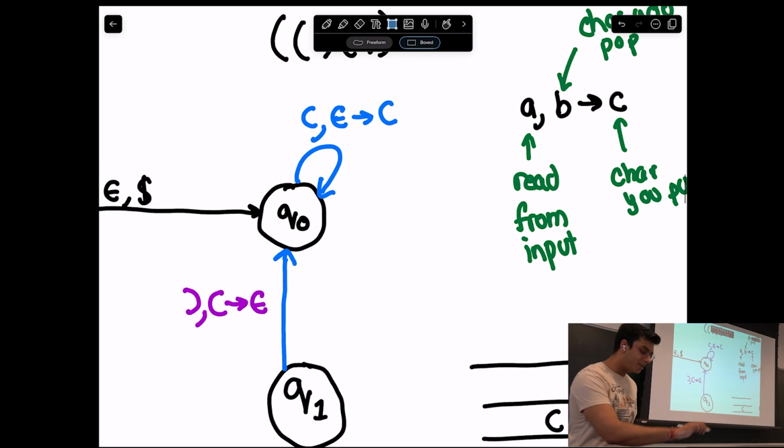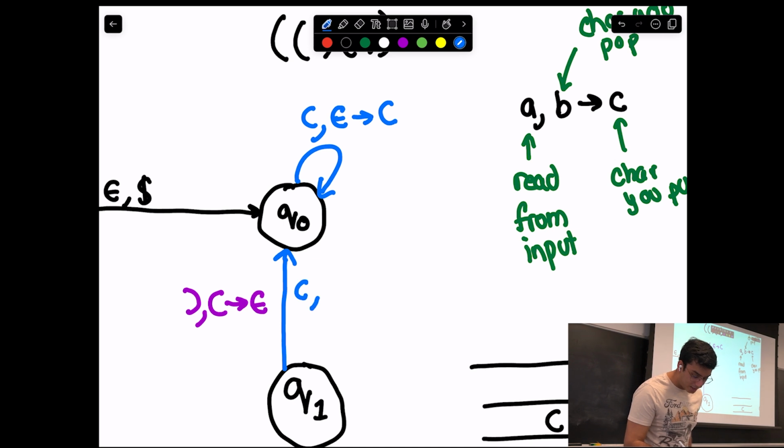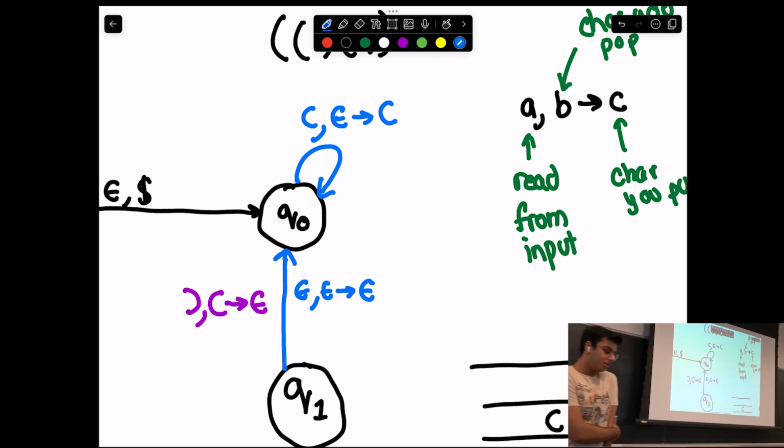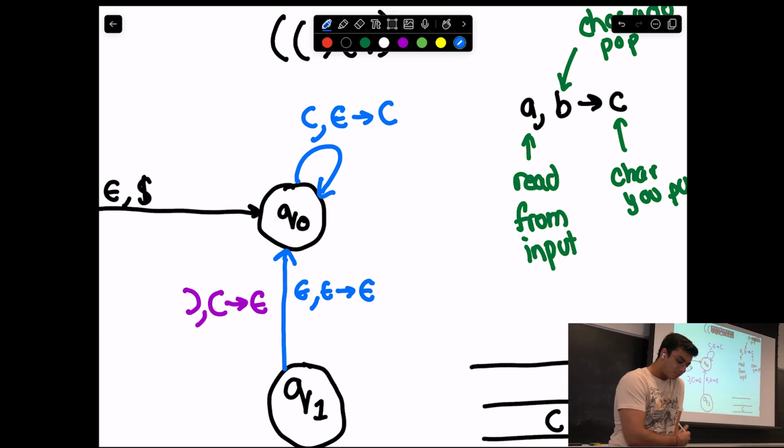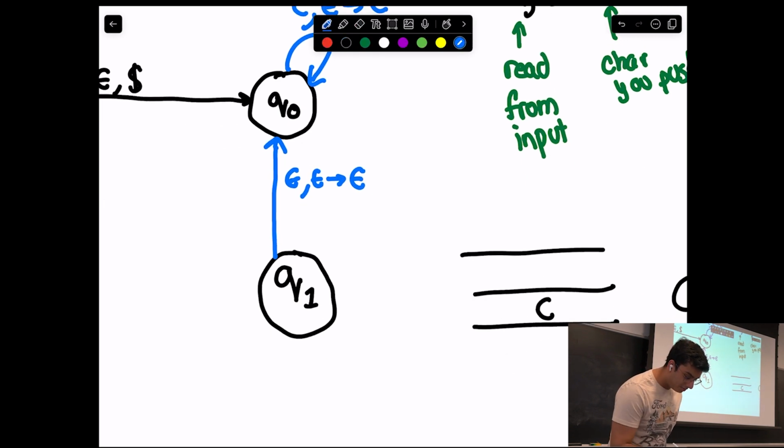So now we're pushing all of the open parentheses onto the stack. Then what? Epsilon transition to Q1. So you want to read nothing, push nothing, pop nothing? Yeah. Okay. Then what do we want to do? That Q1 transition should probably be a self transition as well.